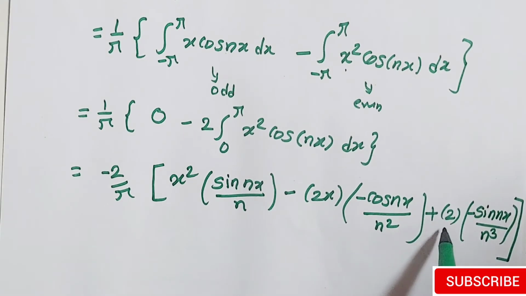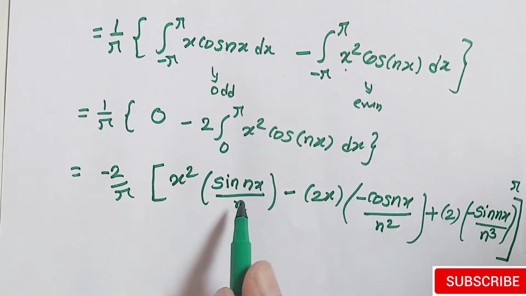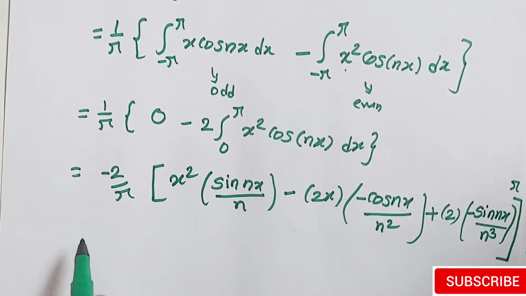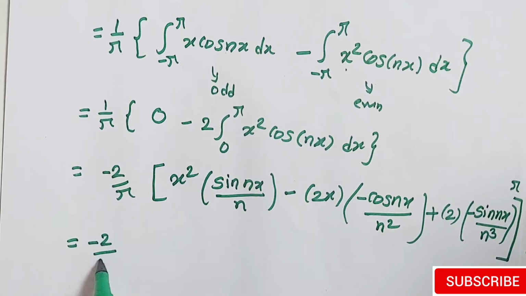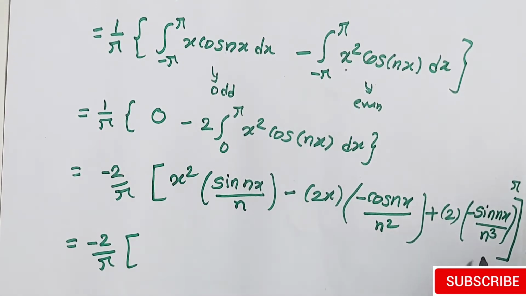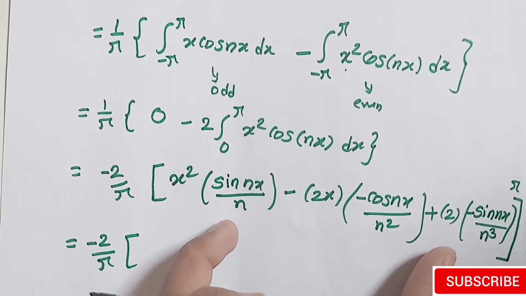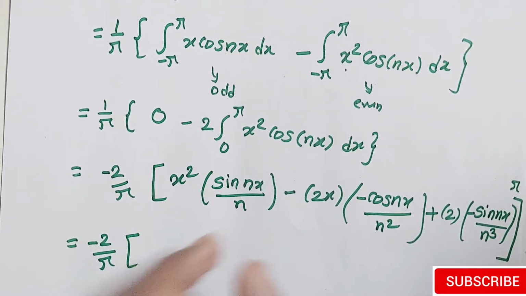In the next step we have to take the derivative of this 2, but the derivative of a constant term is 0, so no need to write the next term. Now put the upper limit, so the upper limit is pi. If we put x equals pi, then this sin n pi is 0. Here again sin n pi is 0. So these two terms are 0 for the upper limit. So no need to write the 0, just write down the non-zero term here.